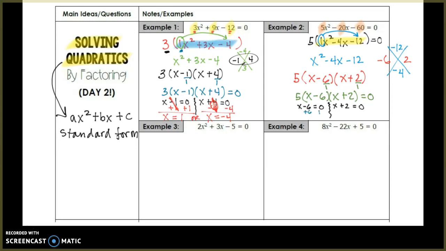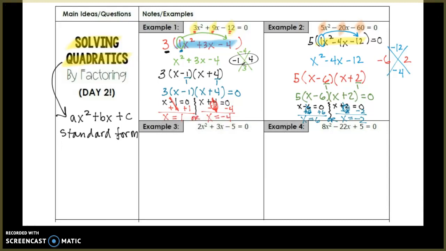I'm just going to add 6 to both sides. That's a 0 pair, so x is equal to positive 6, or I'm going to subtract 2 from both sides. That's a 0 pair, and x is equal to negative 2. So those are my two solutions for this particular quadratic: x is equal to 6 or x is equal to negative 2. Now, we can check this.